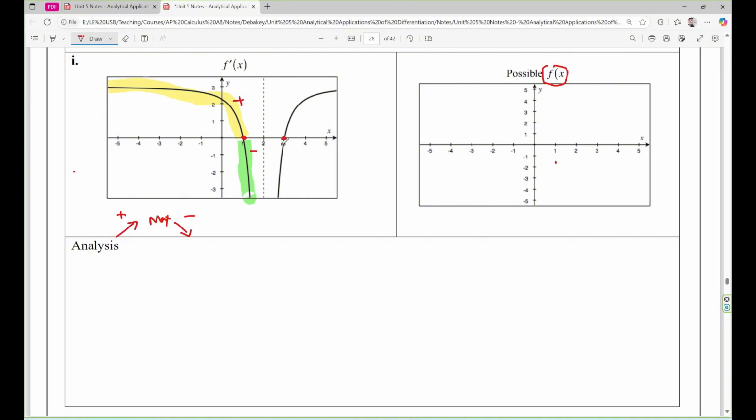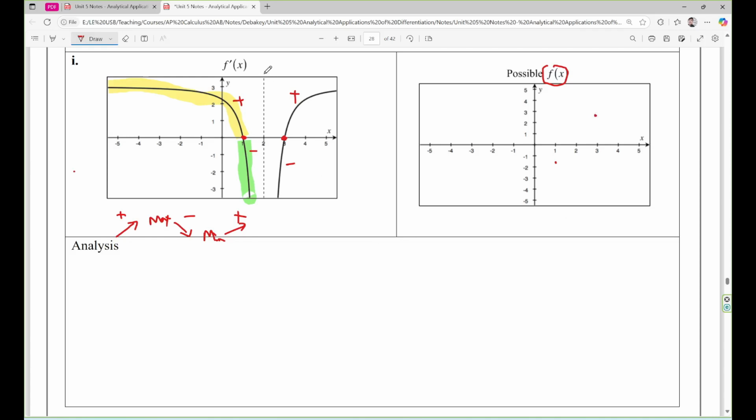And similarly, at 3, this one is negative, this one is positive, right? So this one is positive, it's going up, this guy is minimum, right? So the minimum is at 3 right here.